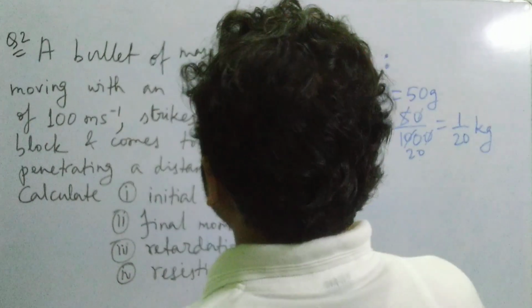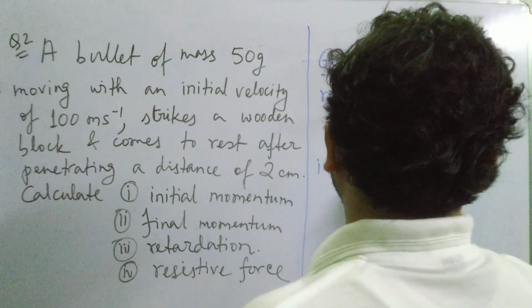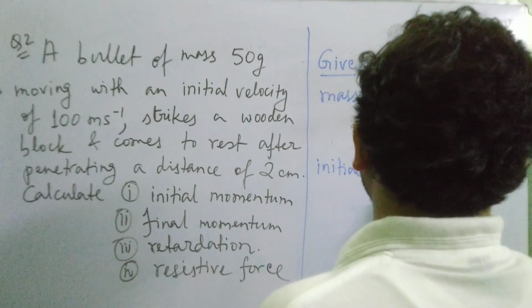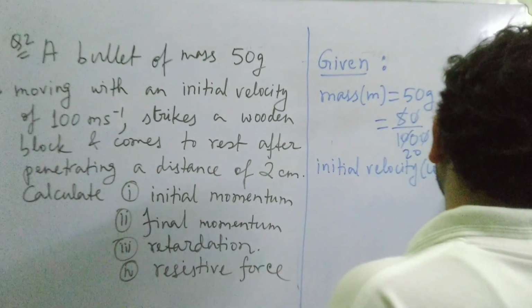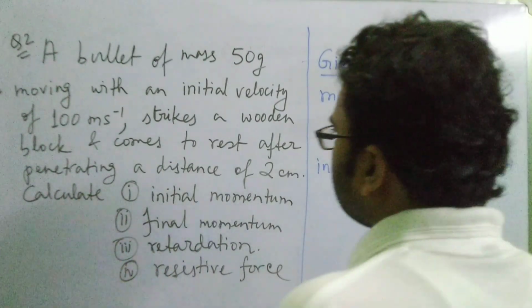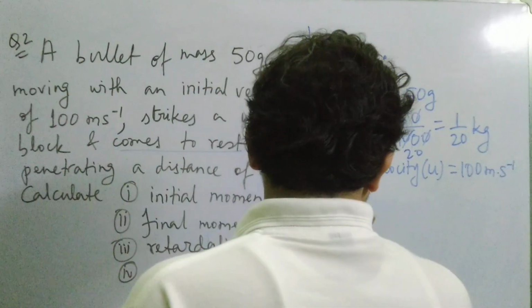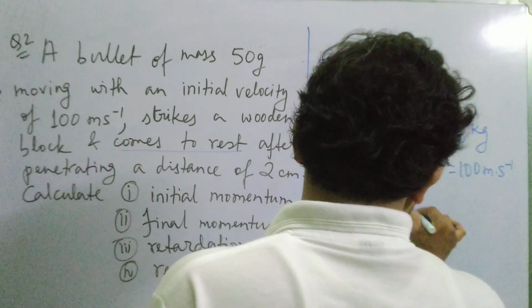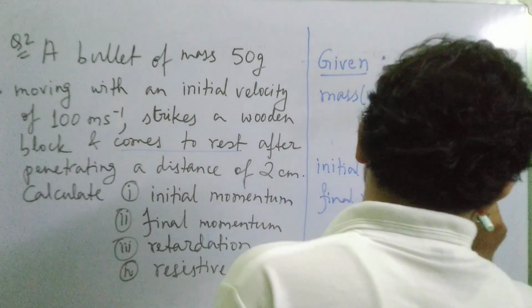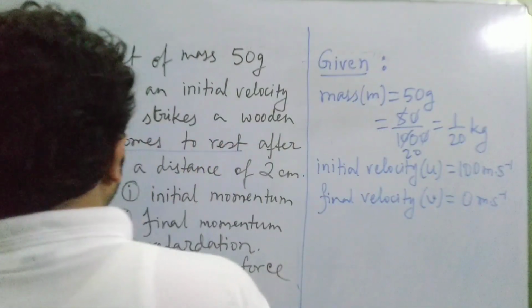Okay. Second thing, initial velocity. What is the initial velocity denoted by? It is denoted by the letter u. It is 100 meter per second. Fine. It comes to rest, so final velocity, how much would it be? Final velocity would be denoted by the letter v. It will be definitely 0 meter per second as it is coming to rest.